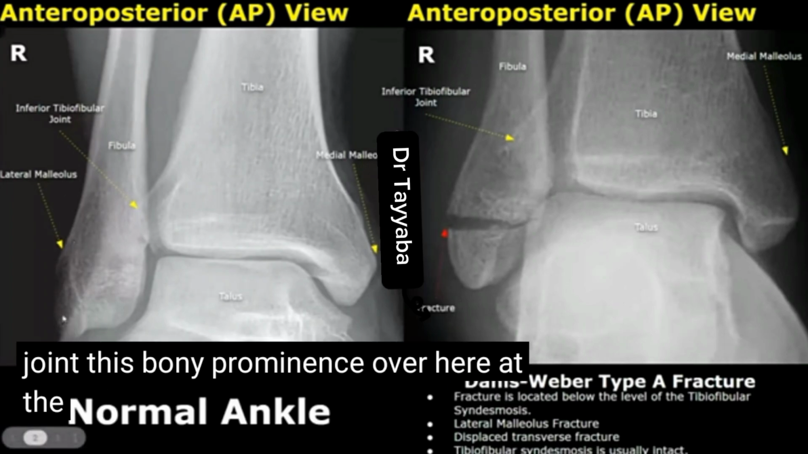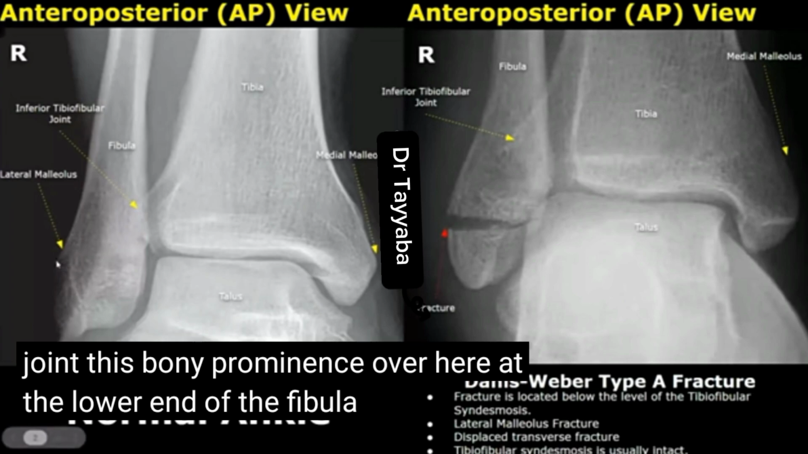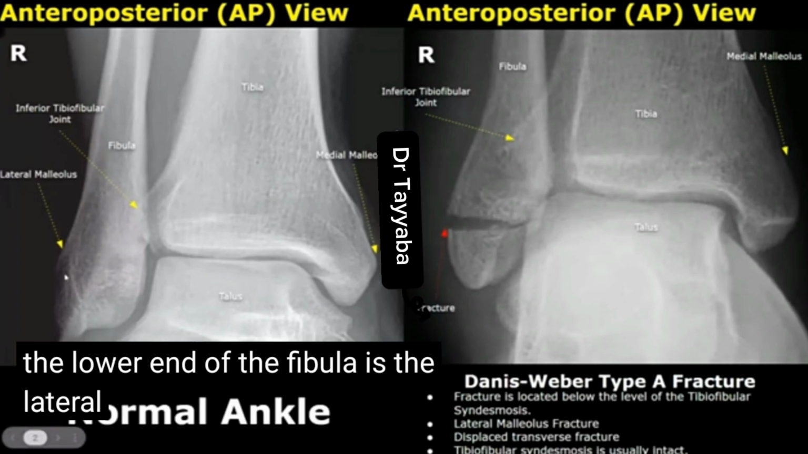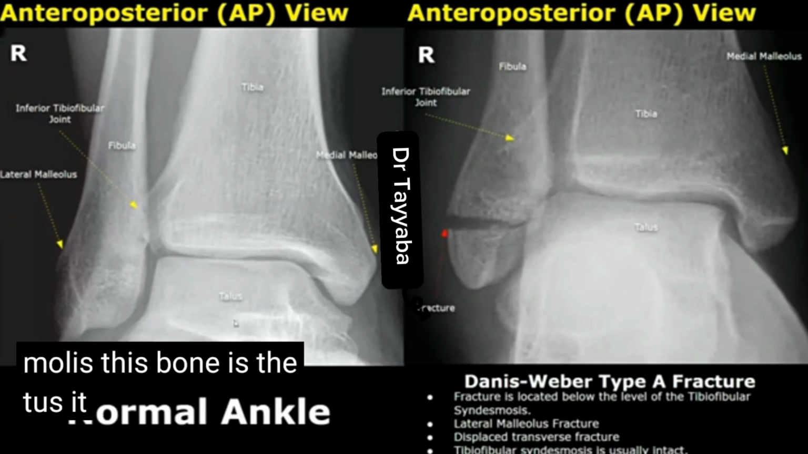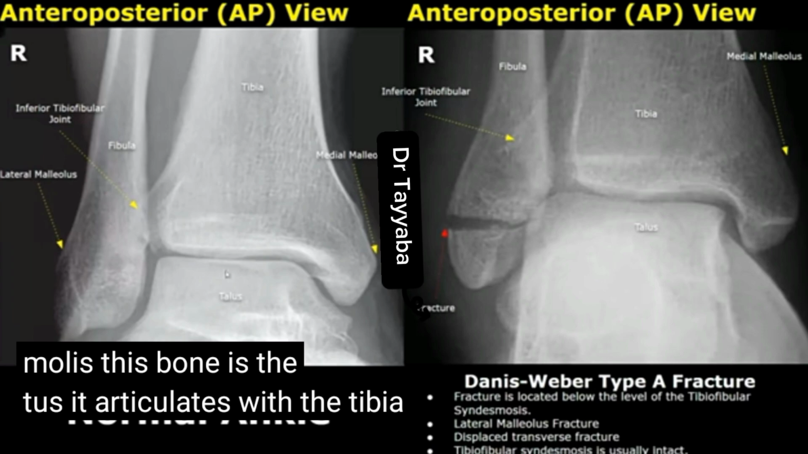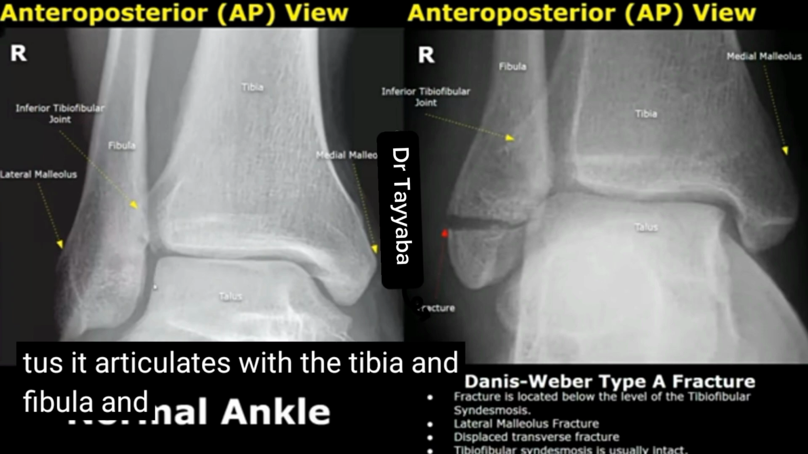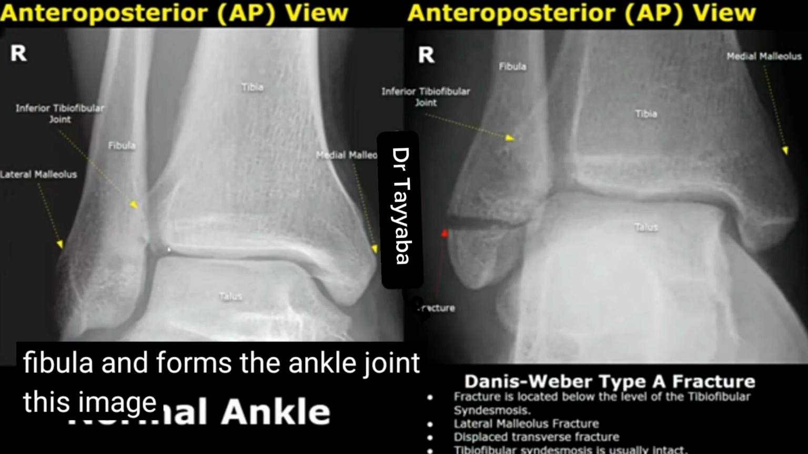This bony prominence over here at the lower end of the fibula is the lateral malleolus. This bone is the talus. It articulates with the tibia and fibula and forms the ankle joint.